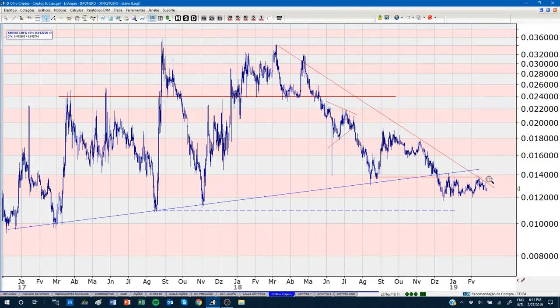Monero is accumulating under this support trend line, so we think it's going to come down. It's going to break the support at 0.012, and it's going to test its all-time lows.